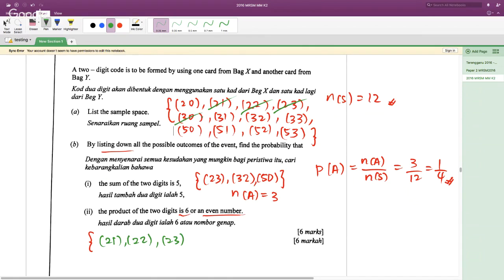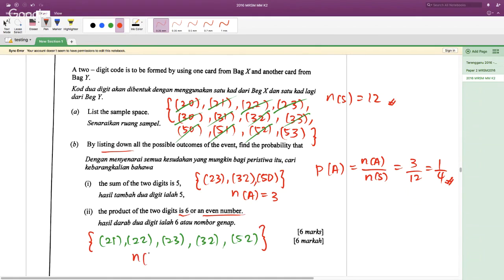3, 0, no. Just cancel out. 3 times 1 is 3, so cancel out. 3 times 2 is 6, so I can include it. 3 times 3 is 9, not. I want even. 5, 0 is not. 5, 1, 5 is not. 5, 2 is 10, yes. 5, 3 is 15, which is not an even number. So this is all the possibilities I have.